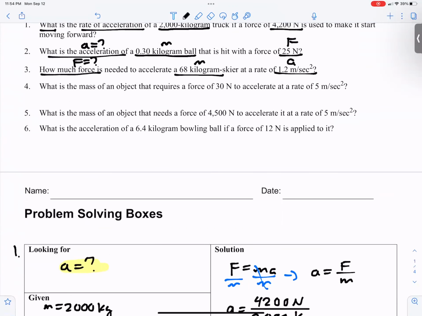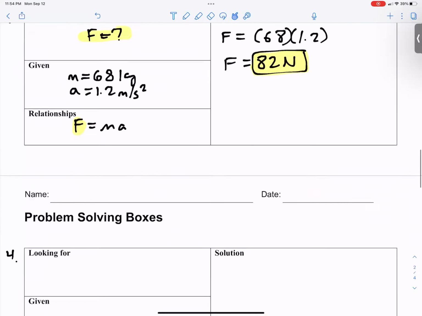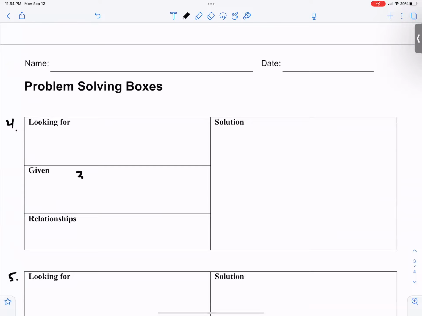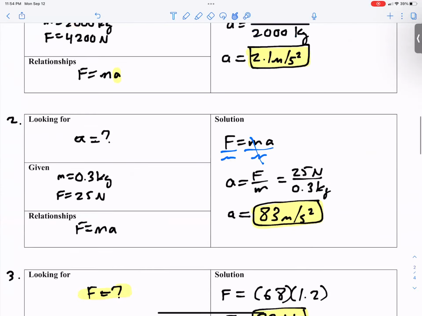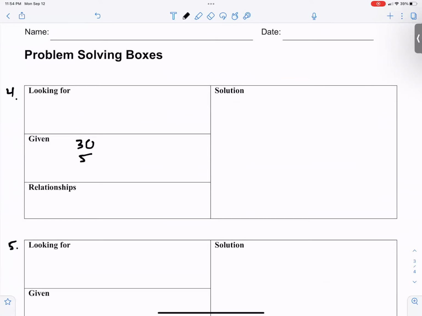Okay, number 4. What is the mass? That means mass M is the question mark, of an object that requires a force F of 30 newtons to accelerate at a rate of 5 meters per second squared. That would be A. So we're going to go, let's see, 30 and 5. 30 newtons, 5 meters per second squared.